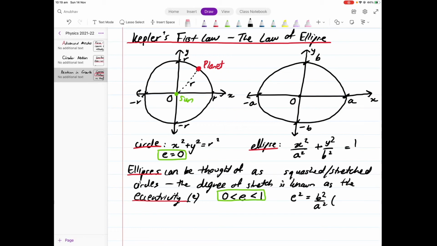Let's see, where is that formula? E equals, got it, I got it. Yep, it's this. E equals the square root of 1 minus B squared on A squared. That's how we work it out. Yep, that's good. That's the formula for eccentricity.